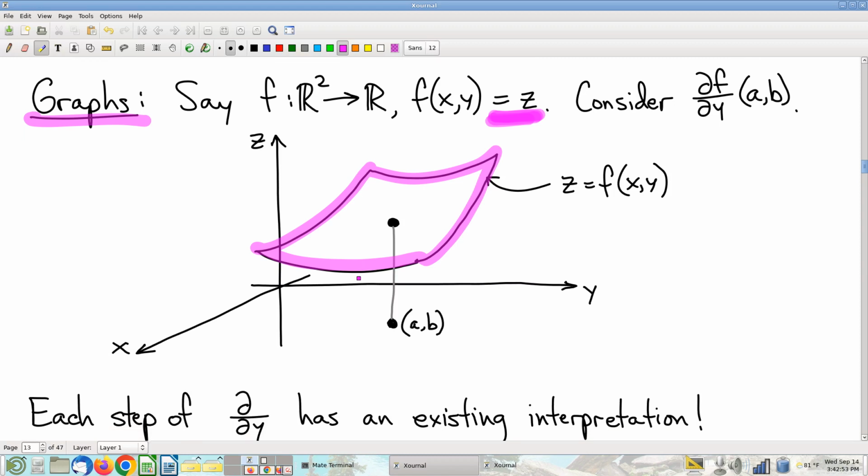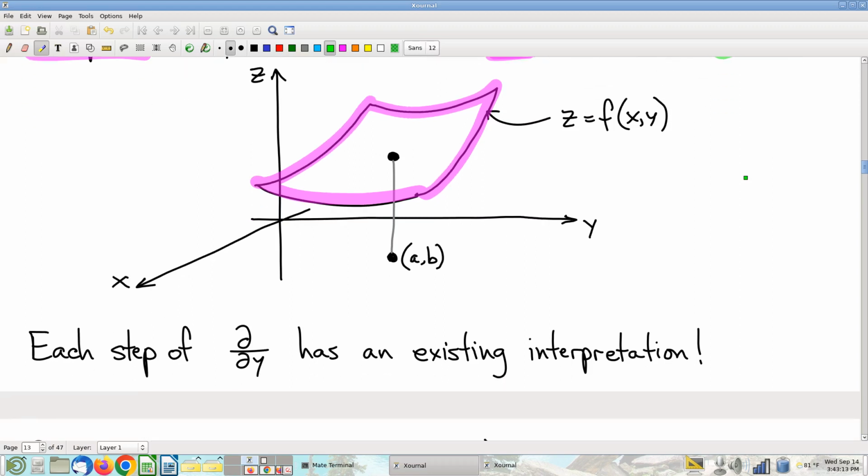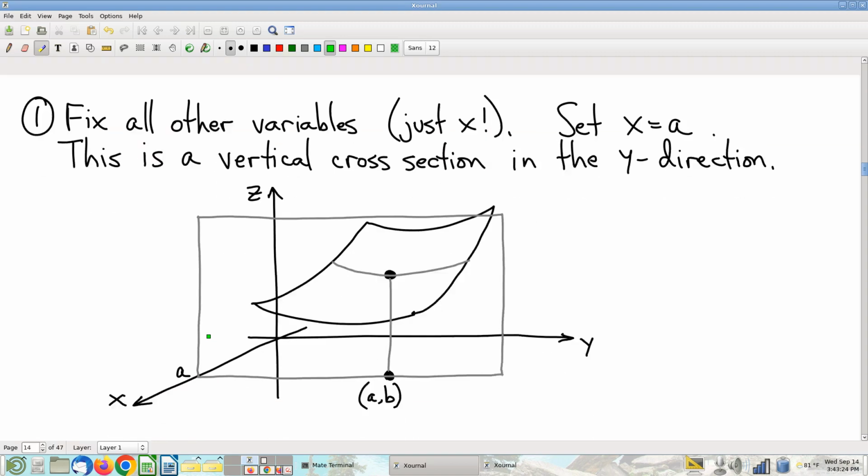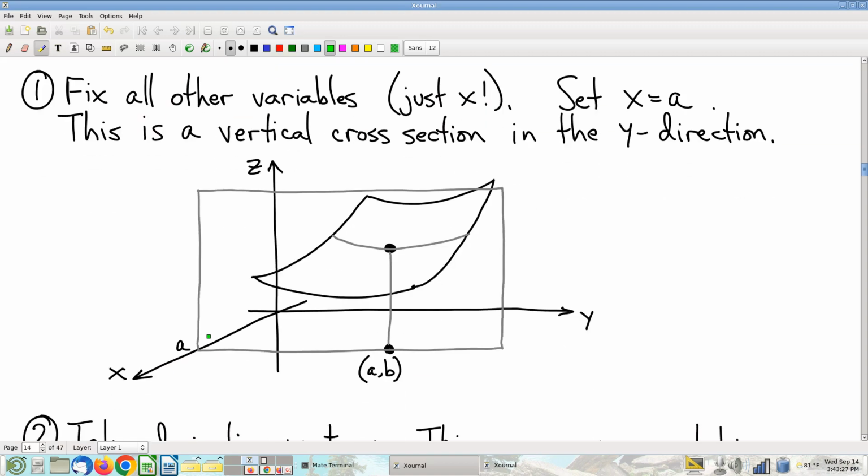Okay, so first thing we're going to do, arbitrarily, I'm going to choose to think about the y partial. No particular reason. Just to get the ball rolling. So what does the y partial look like? Well, we've got a set of rules for how to define a y partial. When you're taking a y partial, it's a two-step process. And in that two-step process, each of the steps has an existing geometric interpretation, I claim. So really all we have to do is keep track of what's happening as we go along. Keeping in mind, we're taking the partial derivative with respect to y.